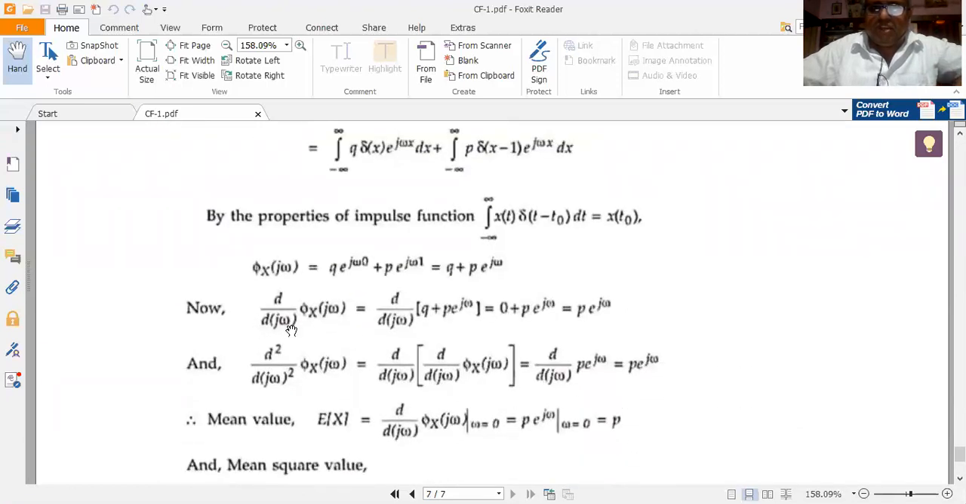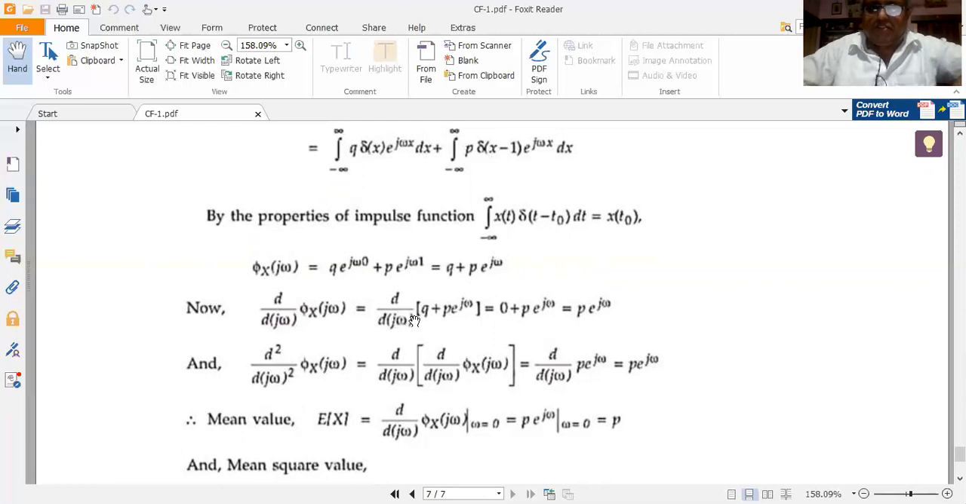So d by dj omega of phi x of j omega. I am differentiating the CF for the first time. Please note I am differentiating with respect to j omega. There are 2 methods of doing it, but I shall only stick to one method. Let us not think about multiple methods and land ourselves in a quandary. We shall stick to one method, follow this and get the answer accurately. So let me differentiate phi x of j omega, the CF, with respect to j omega. Treat j omega as an entity. For simplicity, let me assume j omega is equal to x.